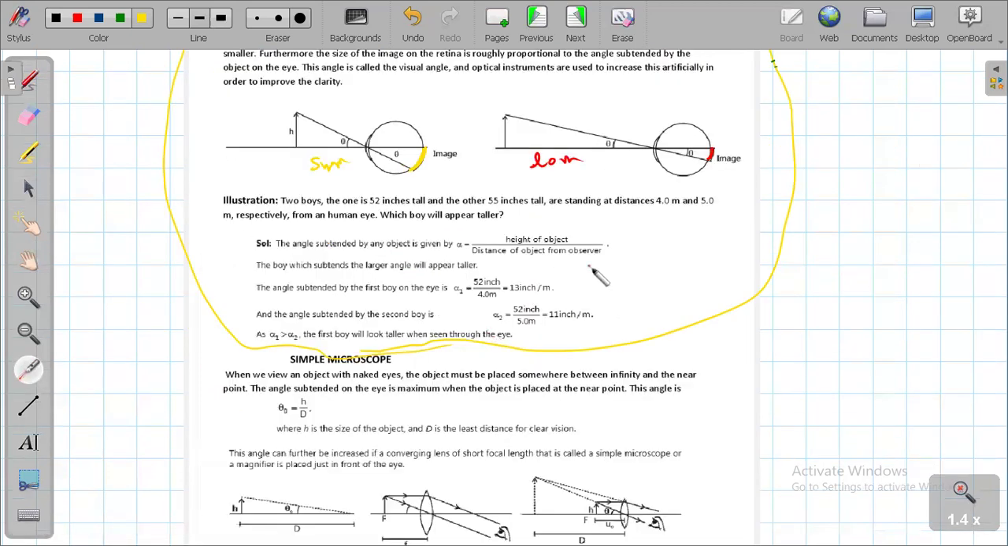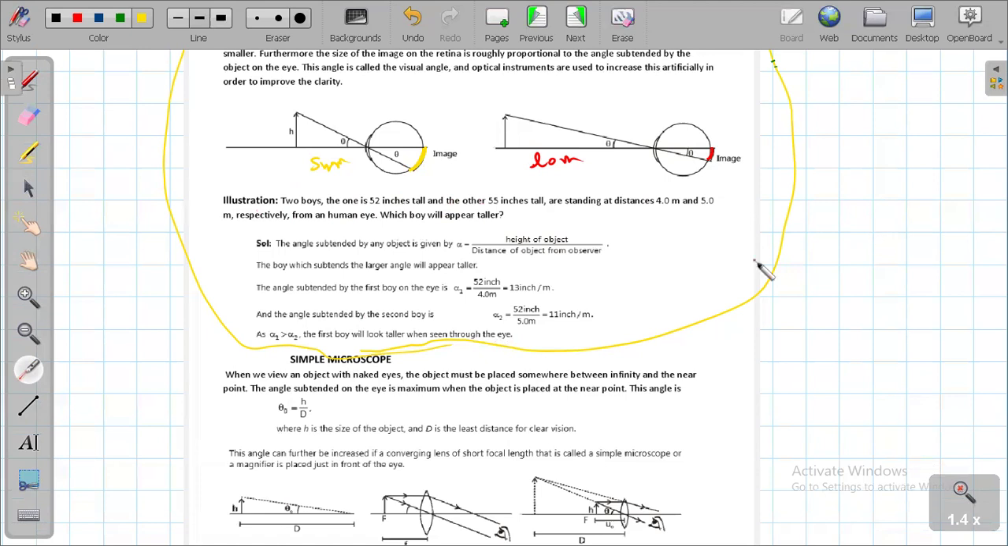Now have a good look at this one. So there is a real example. See, two boys, one is 52 inches tall, the other is 55 inches tall, standing at a distance of 4 meters and 5 meters respectively from a human eye. Which boy appears taller?